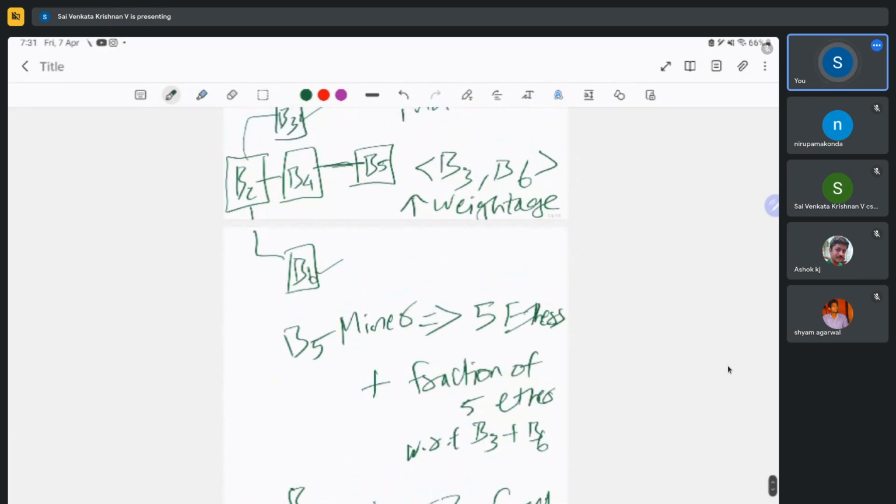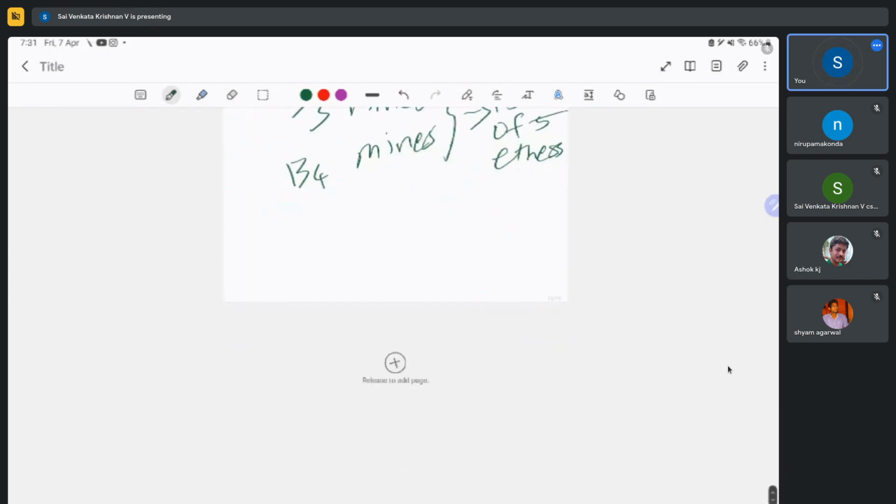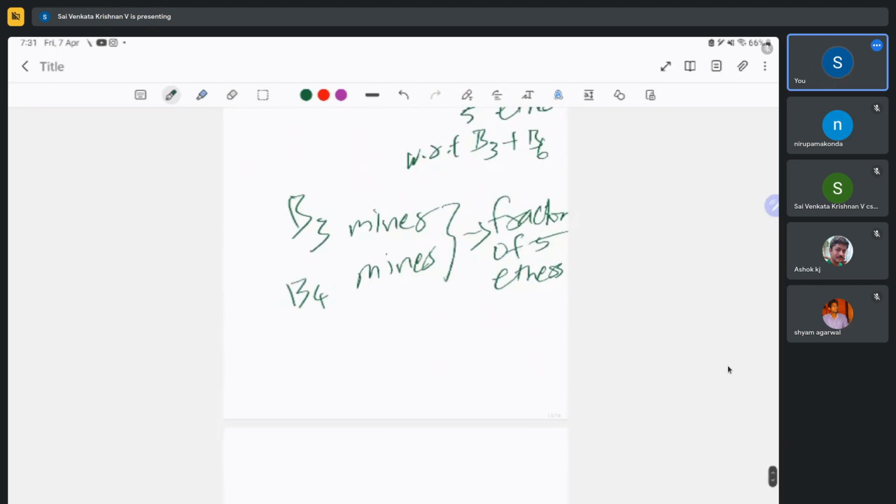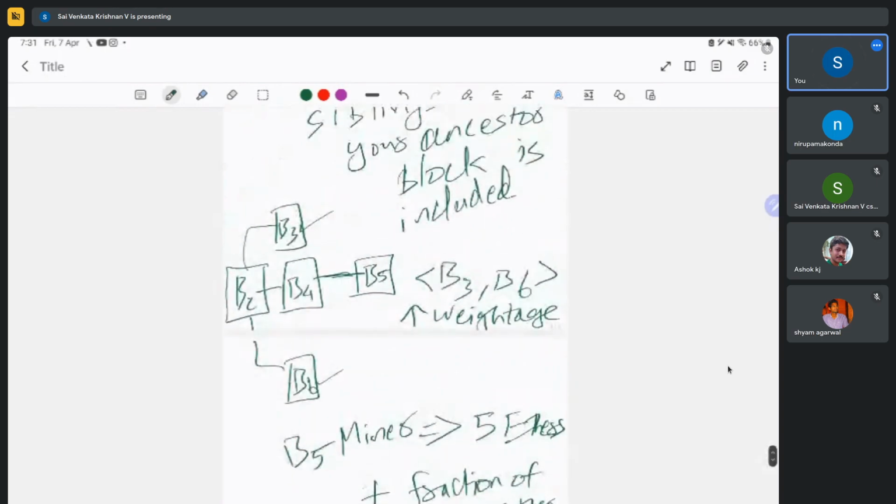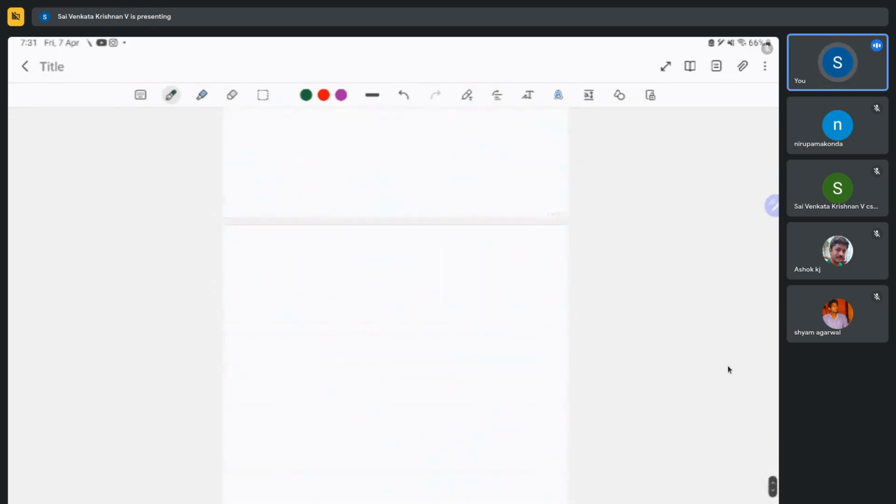And Ethereum has a limit up to which you can include a node as a sibling node. So this was considered after many studies. So up to what level? So say if I have a chain like this, right?